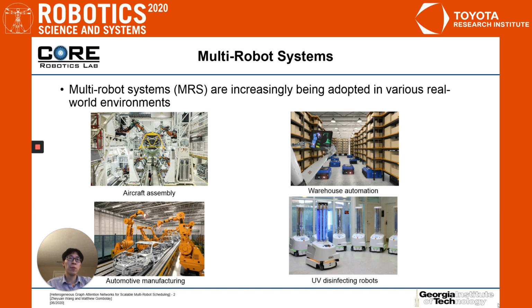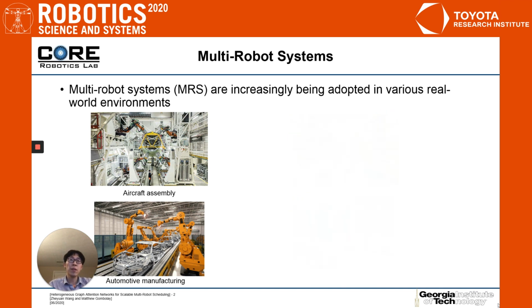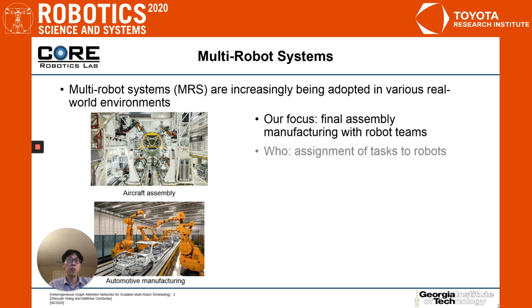Multi-robot systems are increasingly being adopted in various environments. In this paper, we focus on the problem of multi-robot task allocation and scheduling with application in final assembly manufacturing. To achieve an optimal schedule for a user-specific objective, the robots must be allocated with a proper number of tasks and process these tasks with optimal order.